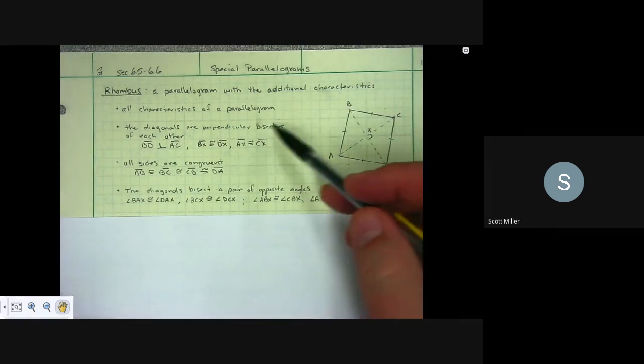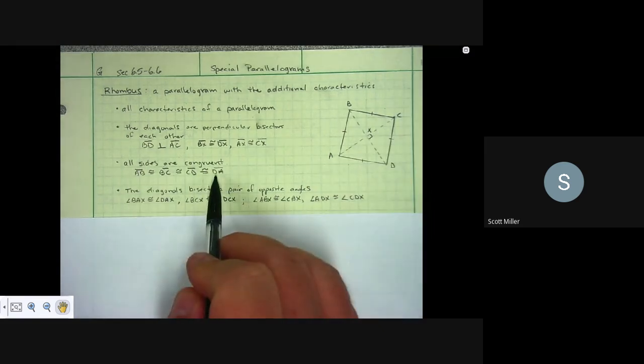It's a parallelogram, so all the conditions of a parallelogram are in play, and these additional ones. So all the characteristics of a parallelogram plus all of these. So what is a rhombus? Well, rhombus characteristics are the diagonals are going to be perpendicular bisectors of each other. So not only do they bisect each other, they are also going to be perpendicular to each other.